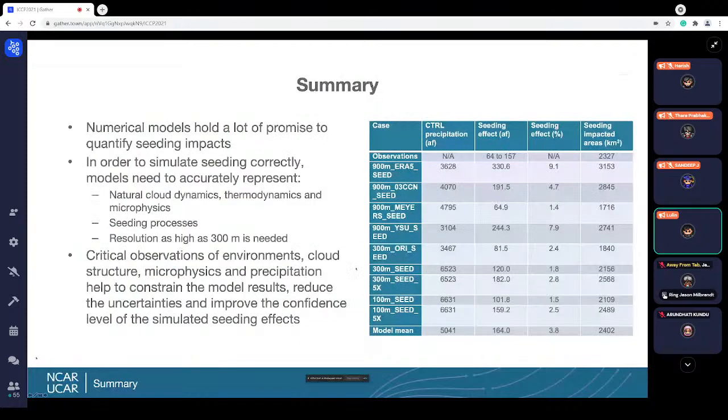So here we want to demonstrate a way to really compare the model results with the observations in high detail, and then through this validation constraint, we can get more confidence in the outcome of our simulated seeding effect, so that the seeding impact can be assessed through a modeling framework in the future. Of course, an ensemble approach will be needed, given that all the uncertainties are still there in both simulations and the observations. So that's all I have, and I think I saved some time.